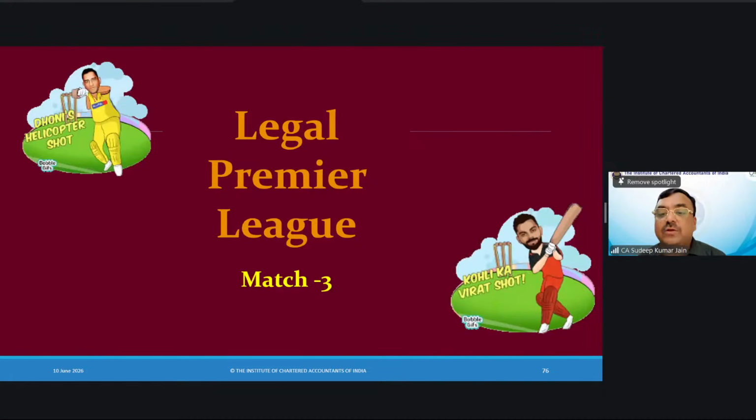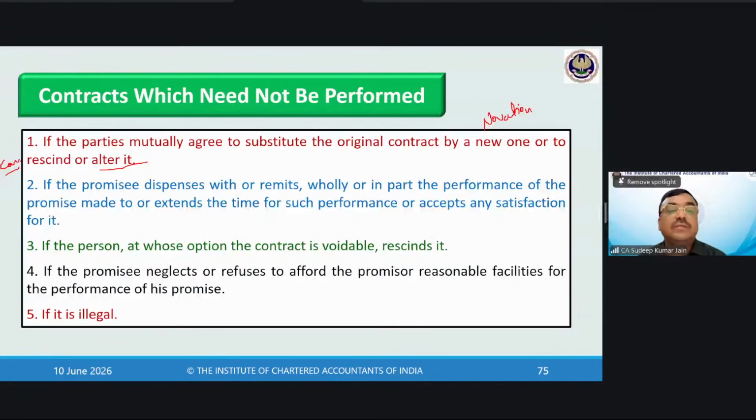In this slide, second and fourth: second, you can write the alteration in case of alteration of terms. And fourth, suppose A has to deliver B 100 kg of rice, but B is not opening the place where the goods are to be delivered. A has to supply 100 kilos of rice to B. When A reaches there, B is not even opening the lock. In this case, A has no liability to perform the contract.